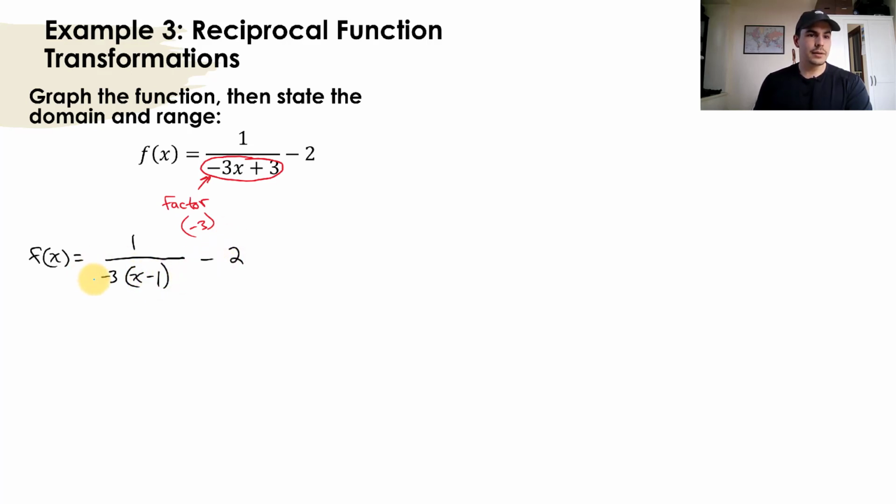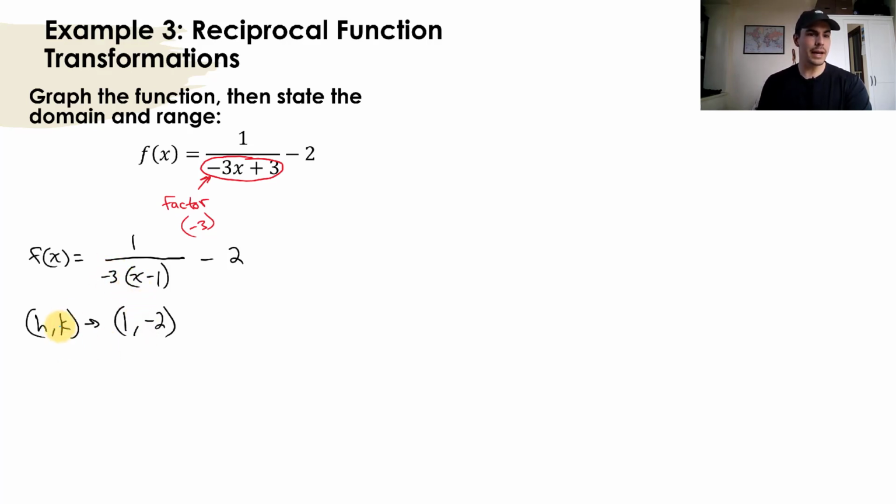Now, typically, I know when you look at fractions, you would say, oh, this negative should either be out front or up here. In this case, for our reciprocal functions, we're going to leave this in the denominator because we factored out this negative 3 from the denominator. Okay, so let's leave that here because that's going to affect our b value.